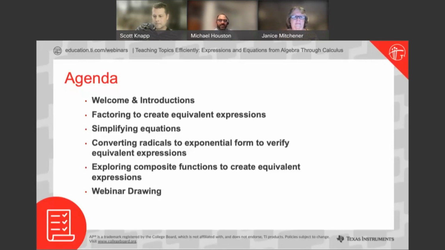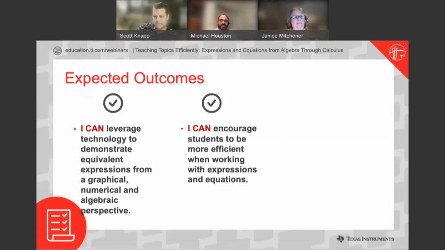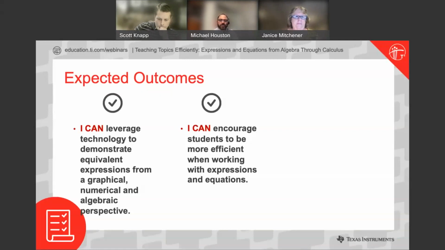Awesome. Thanks, Scott. And Jan is going to discuss our expected outcomes. Tonight, we're going to leave here saying, I can leverage technology to demonstrate equivalent expressions from a graphical, numerical, and algebraic perspective. And I can encourage students to be more efficient when working with expressions and equations. Thanks so much, Jan. Scott, let's get this party started. Feel free to share your screen.